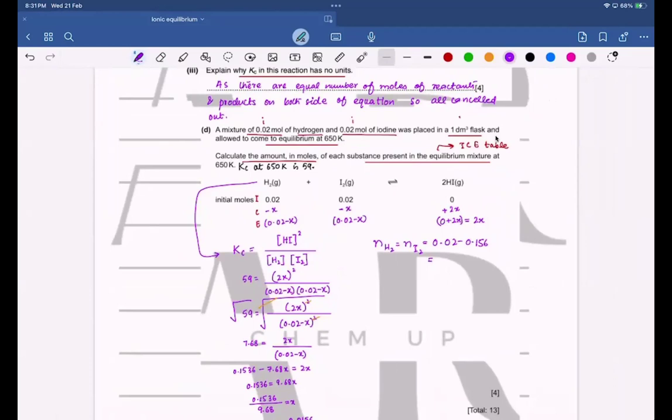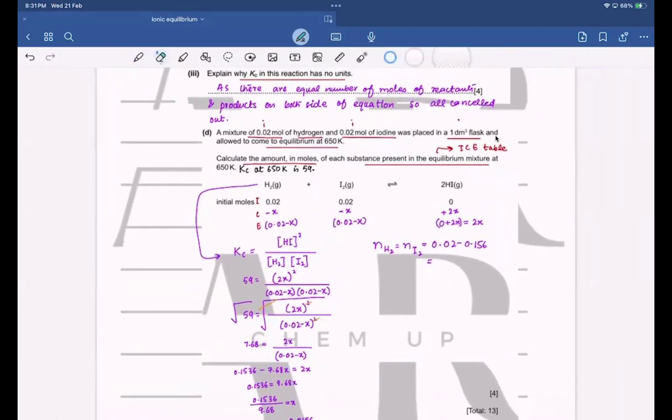Yes, what will be the answer? Negative 0.136. Okay, it's not 0.016, it's 0.0156. Sorry.